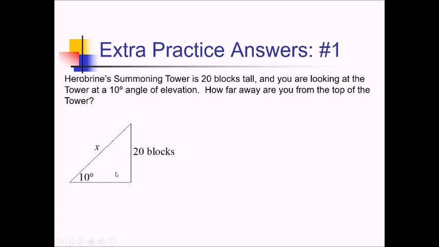So for this, we're going to use some kind of SOHCAHTOA. We've got the opposite side across from the angle, and we've got the hypotenuse we're looking for. Opposite and hypotenuse, that's the SO part of SOHCAHTOA. So that's sine equals opposite over hypotenuse. So we can write sine of 10 degrees equals the opposite side of 20 over the hypotenuse x. And to get x, we just have to multiply by x and divide by sine of 10. So that's 20 over sine of 10 degrees.